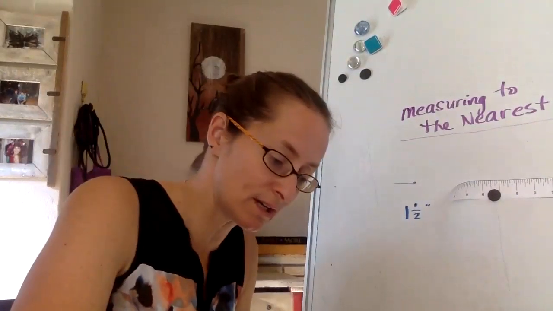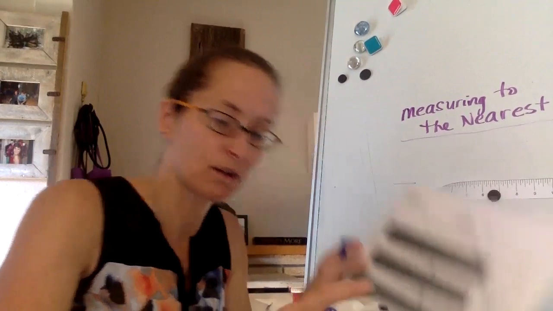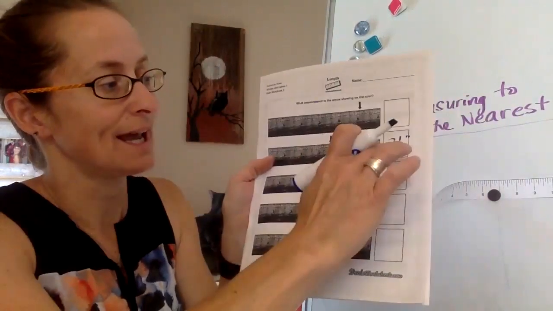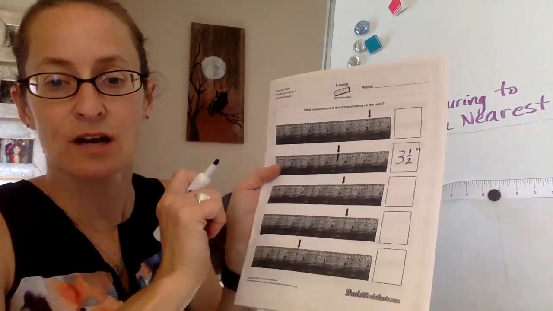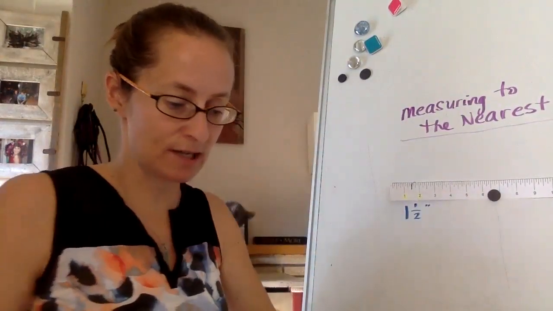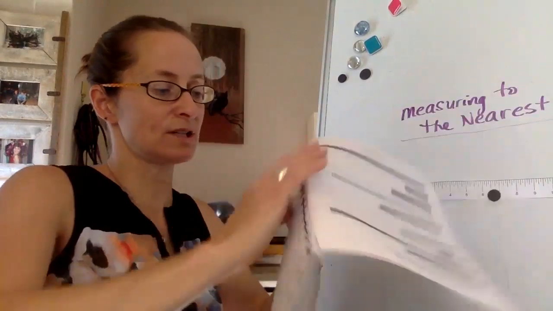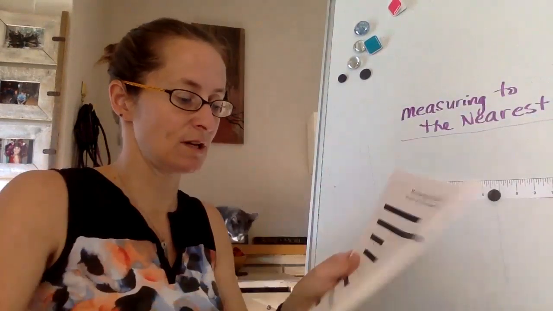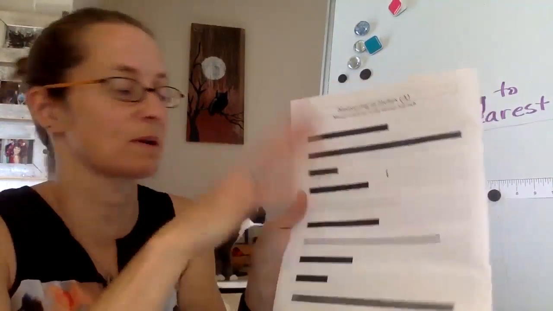So when you write it, you're going to want to write it like that, 3.5 with your little abbreviation for inches. So you're going to go ahead and do that. And then on the back side, we just did this with centimeters, but this time you're going to do it measuring to the nearest half inch. Okay, so I'm going to just pick one of these.